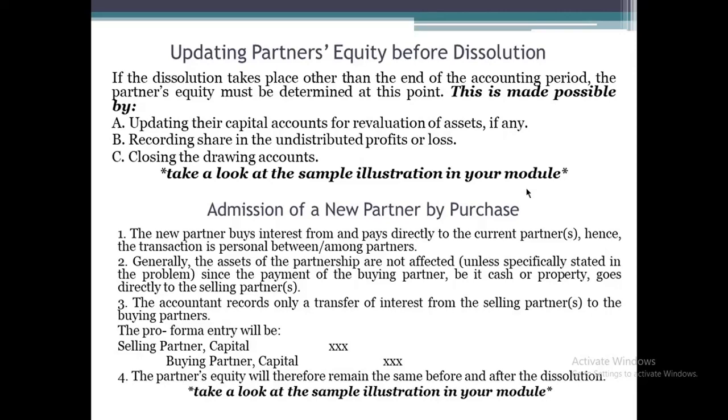So, number 2, generally, the asset of the partnership are not affected. So, unless specifically stated in the problem, since the payment of the buying partner, be it cash or property, goes directly to the selling partner. So, walang epekto dapat yan kay, like for example, pagbili ni partner C ng interest kay partner A, wala dapat epekto yun sa assets ng partnership. So, ang maapektuhan lang doon is yung contribution ni partner A or yung interest ni partner A.